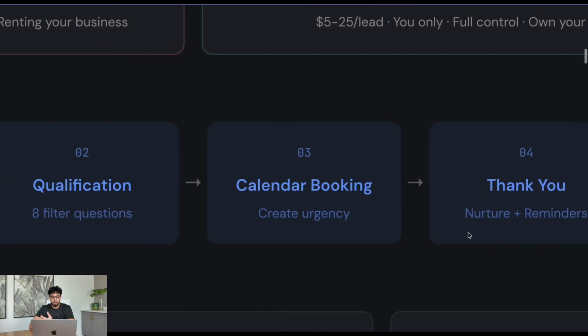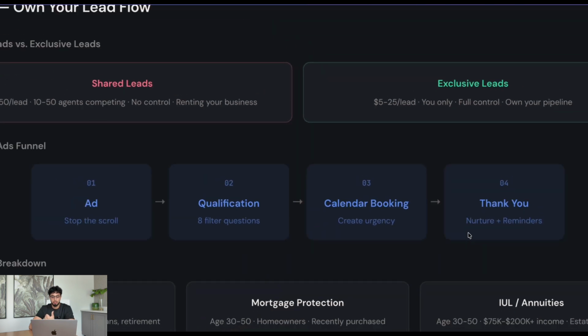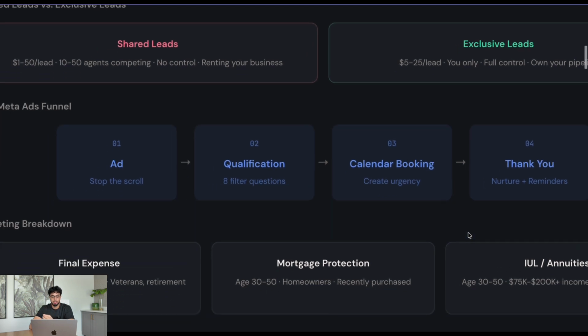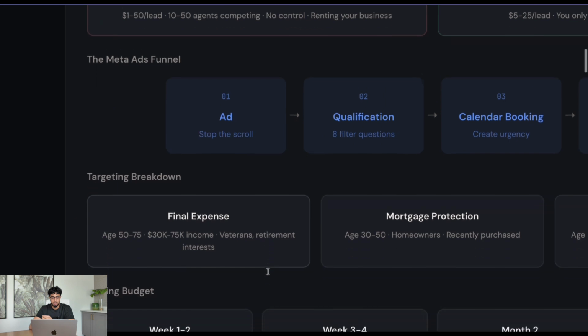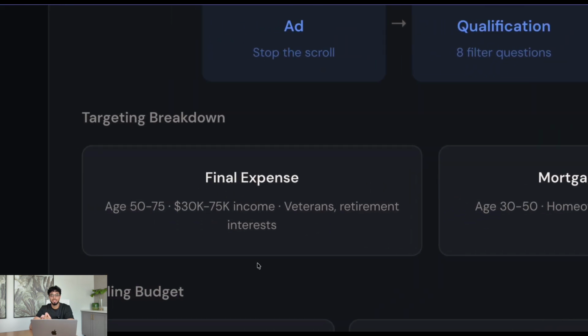So these are the 5 pillars of the ad. High converting ad, qualification questions, calendar booking, and a thank you page. And let's go into the actual targeting of the ads, right? So if you're targeting final expense, you need to do obviously seniors, 50 to 75. They're on the lower end of the income. You can target veterans or just people who are interested in retirement or getting to that age, right?